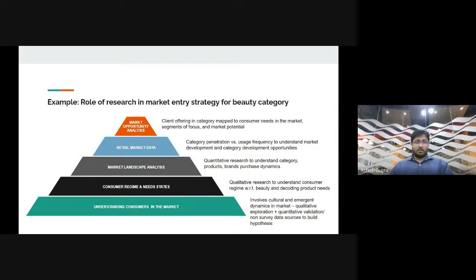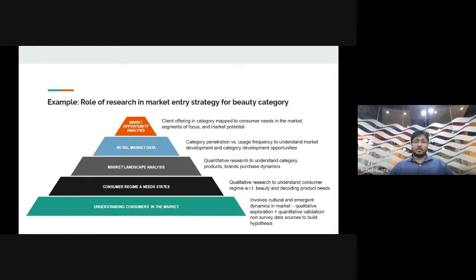I would just share some examples over here. Say there's a company in the beauty category, and beauty could encompass a whole lot of things. The company wants to enter a new market. They already have an existing range of products across different categories within beauty, but they want to understand how to enter the market. This is just an approach, not something cast in stone. It really depends on what information the company already has. But if you want to enter the market, you definitely want to understand, at the bottom over here, the consumers themselves, right?